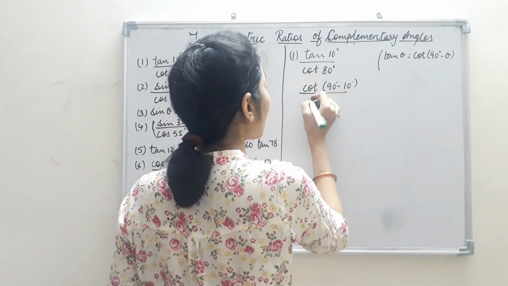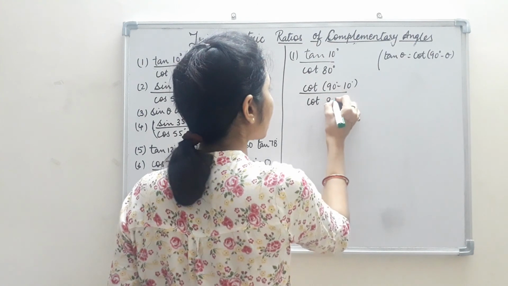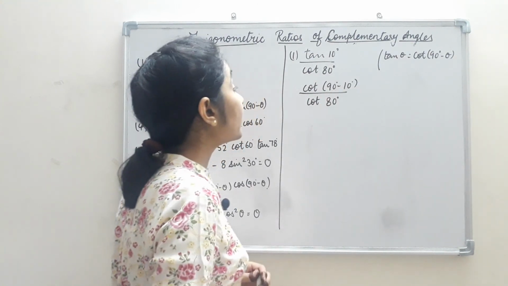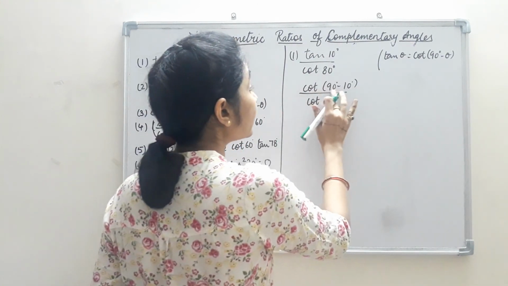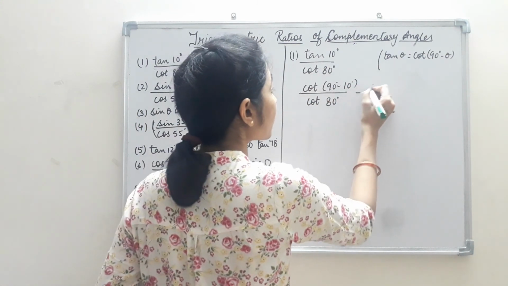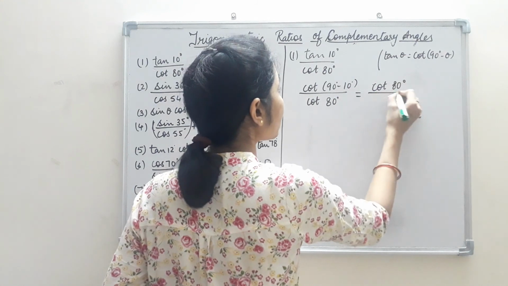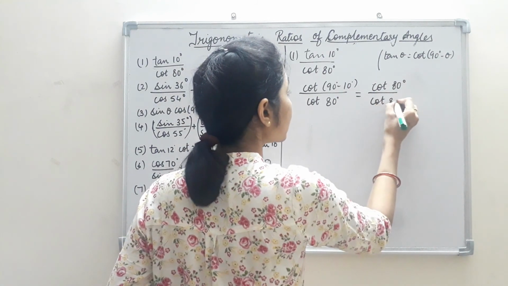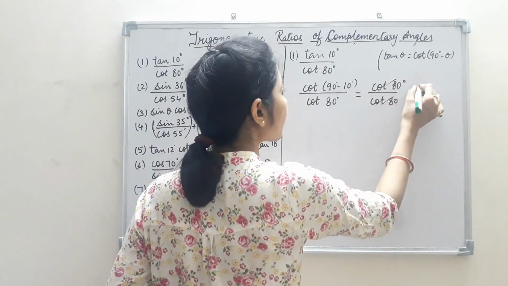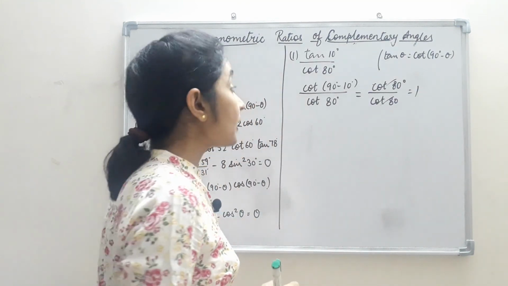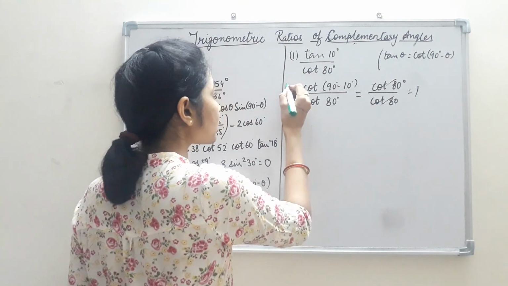Upon cot 80, which remains as it is, cot 80 degree. Now cot 90 minus 10 changes into cot 80 degree. So cot 80 degree, and in the denominator also I have cot 80 degree. Both cancel and I get 1. This is the first method.